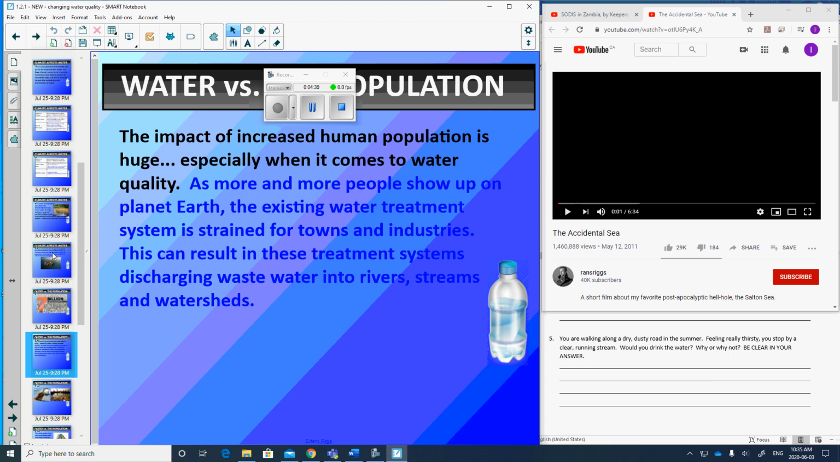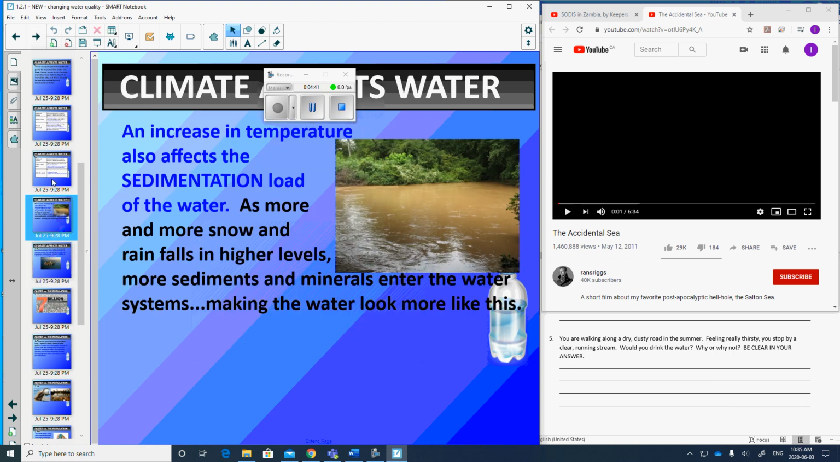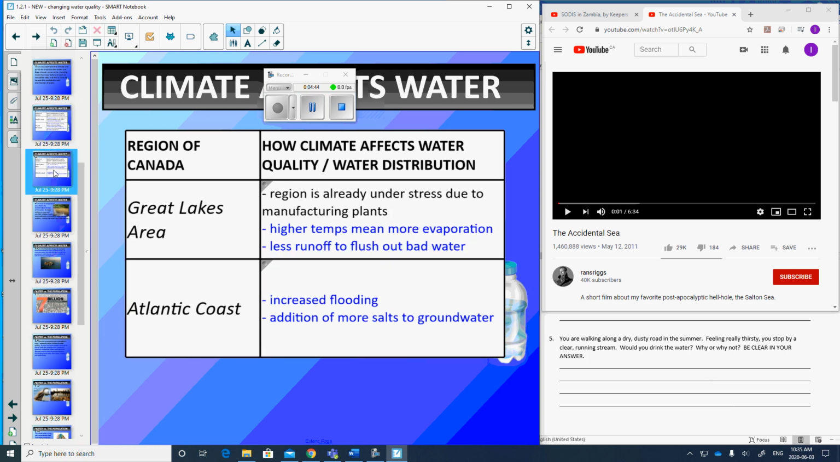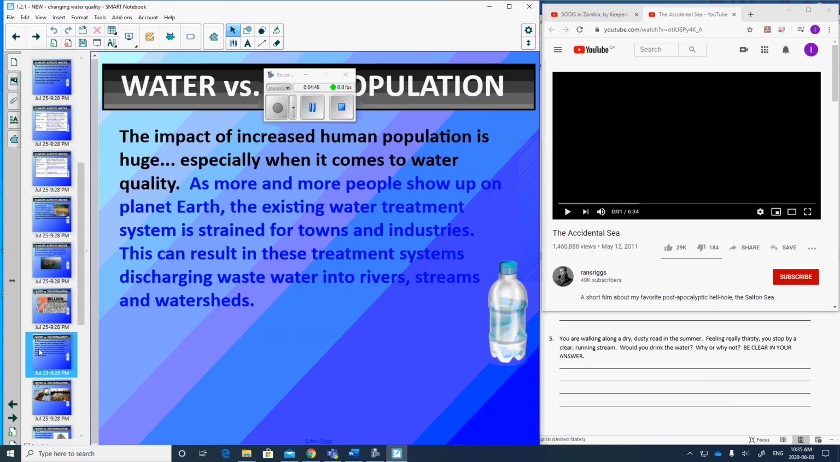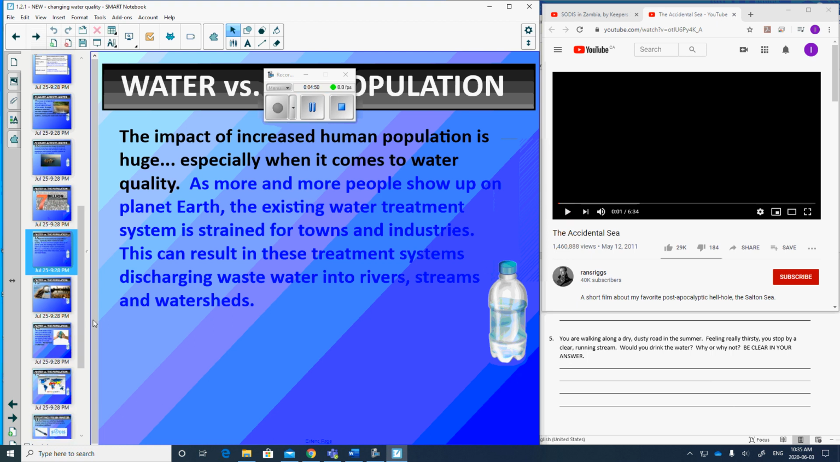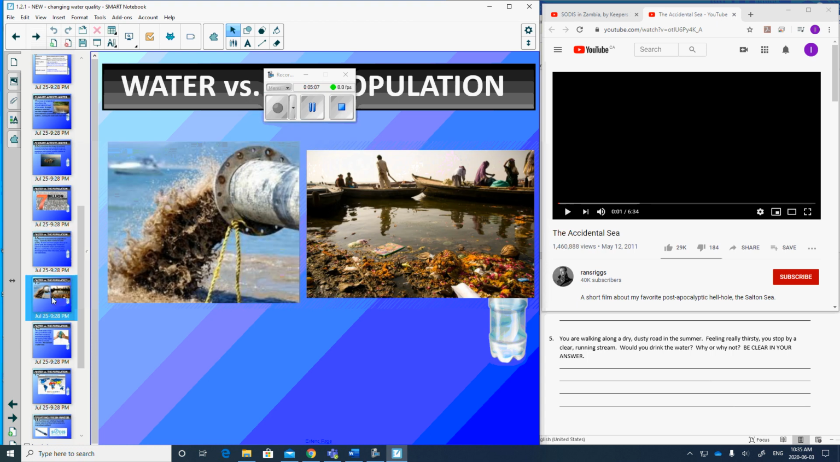So that's a change in climate that can affect all of those things. Now, change in population can affect the availability of water around the world as well. The impact of increased human population is huge, especially when it comes to water usage. As more and more people show up on planet Earth, the existing water treatment system is strained for towns and industries. This can result in these treatment systems discharging wastewater into rivers, streams, and watersheds.